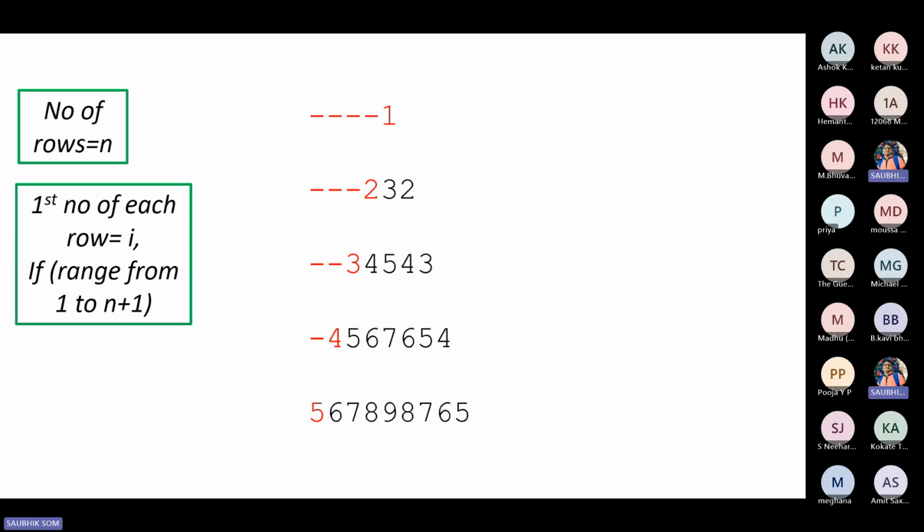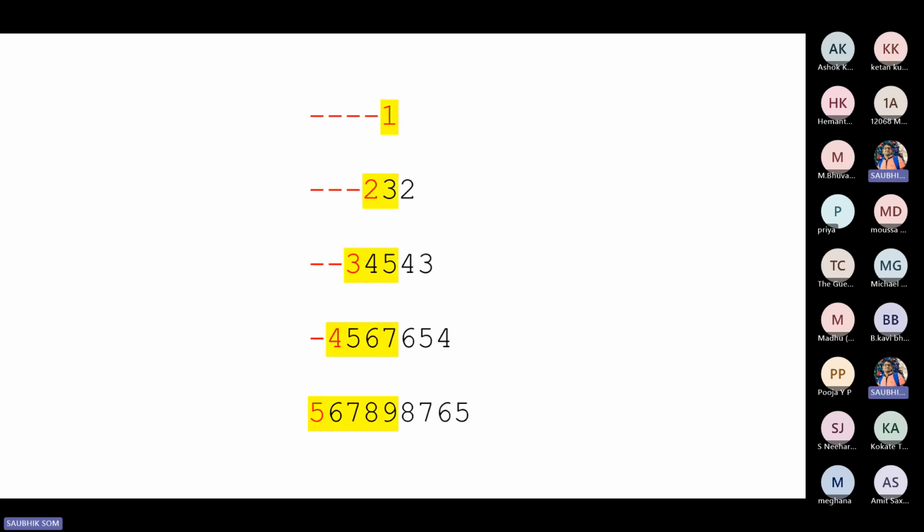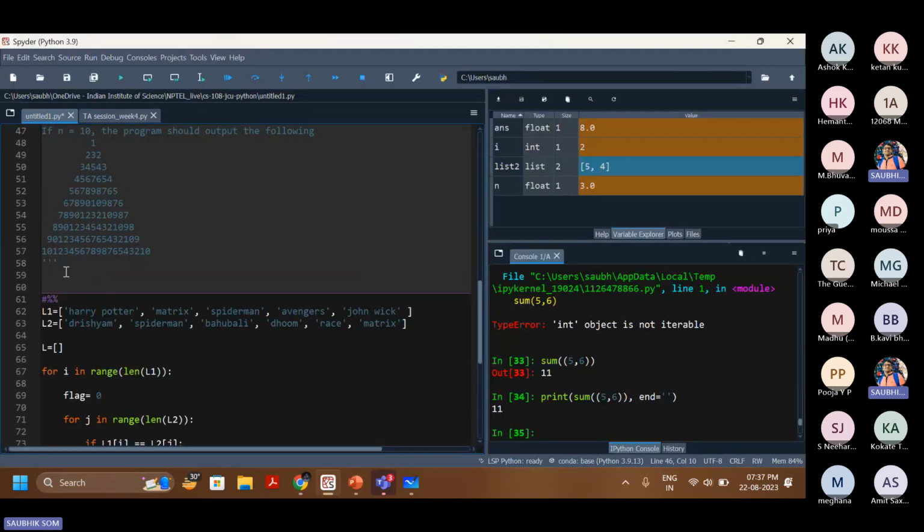So what that means is the number of spaces is equal to n minus I. So 5 minus 1 is 4, so number of spaces is equal to 4. Then number of spaces is equal to 5 minus 2, that is 3. Okay. So this is one of the patterns. So let's first follow this and write the code in the first place. Okay.